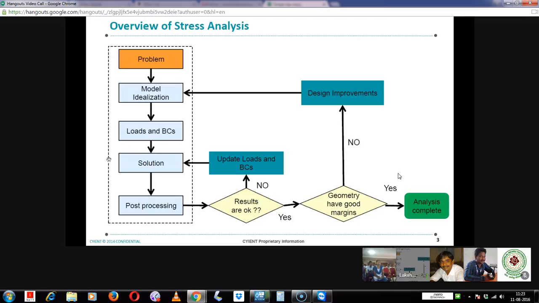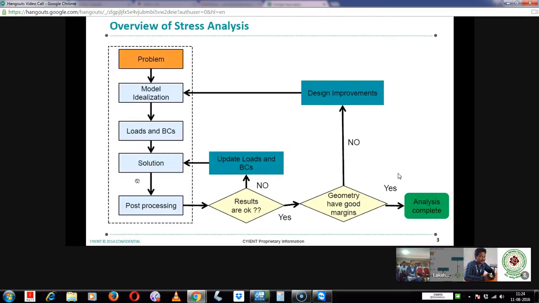Then we need to go for solution. We need to select some options. What are the options? Type of analysis, and various convergence issues and all those things. We will be addressing these in solution options. Once it is solved, we'll go for post processing and reviewing the results. So this is the flow we generally follow for stress analysis.